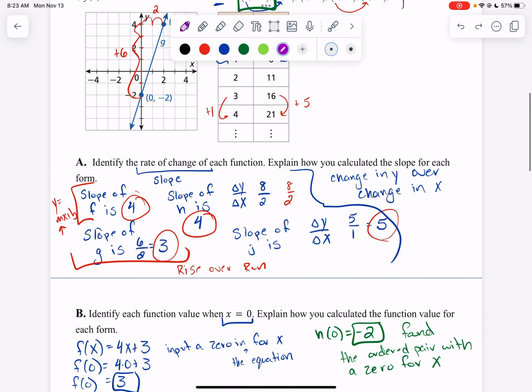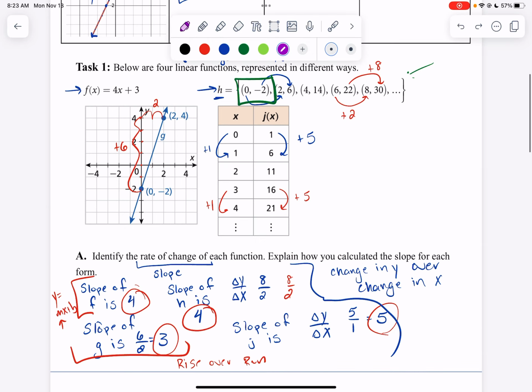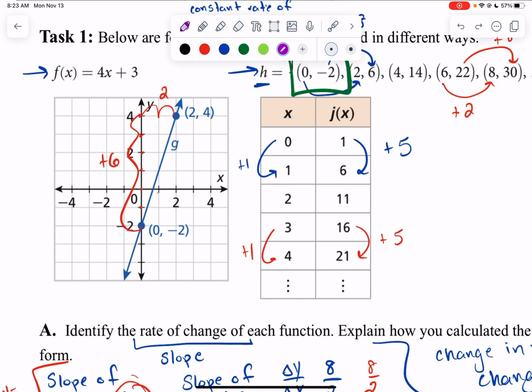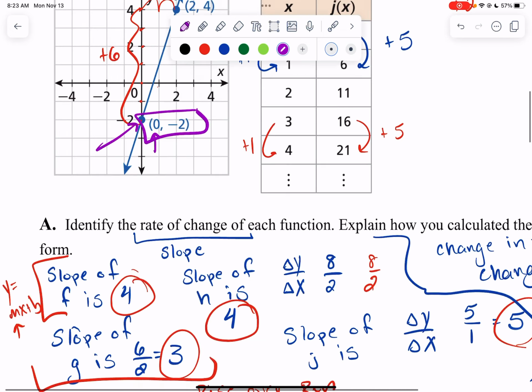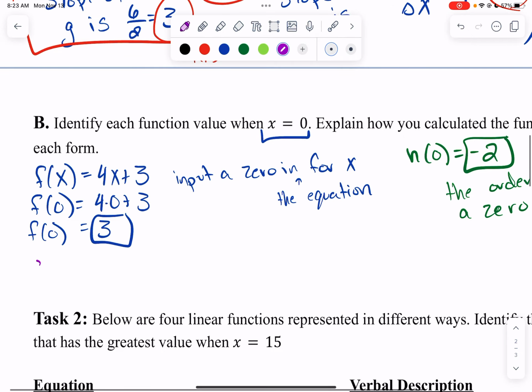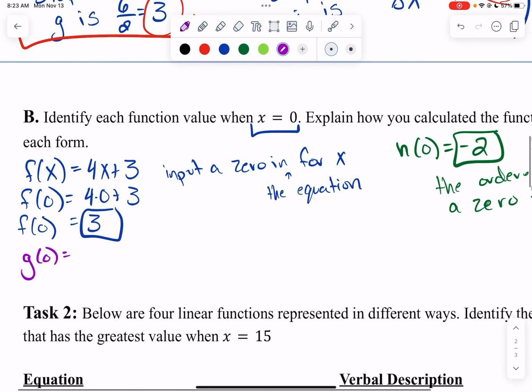Okay, next. Let's go ahead and let's do g. So here, g, we have the graph. So I want an input of 0. There it is. Or basically, what do I find? I find the y-intercept. So g of 0 equals, sorry, a lot of scrolling, negative 2.